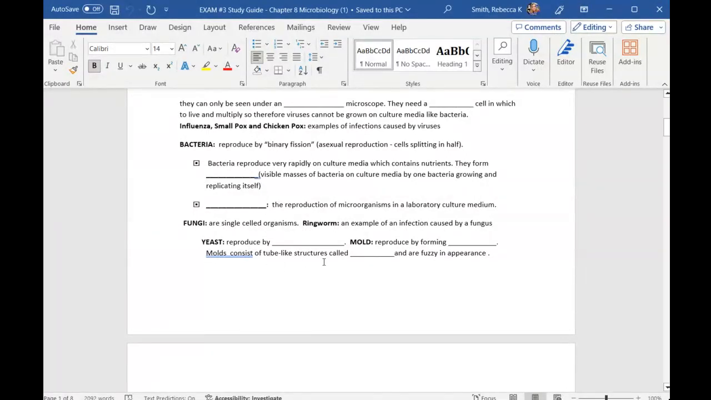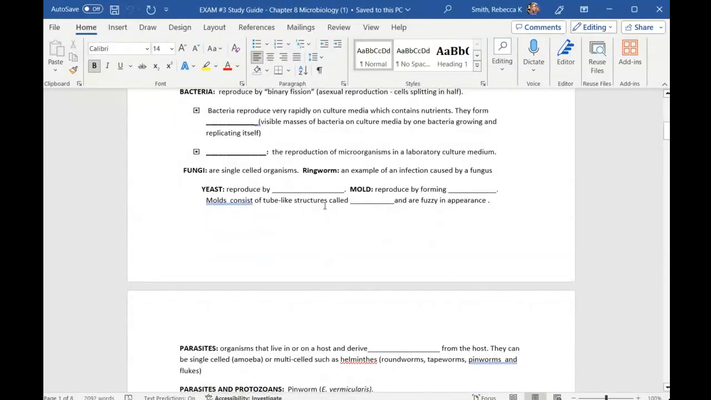How do yeast reproduce? By budding. Yep, they produce buds. I think I showed you guys a picture of blastomycosis and stuff. They look like little snowmen. If we see yeast from Candida, which causes yeast infections, those bud as well.